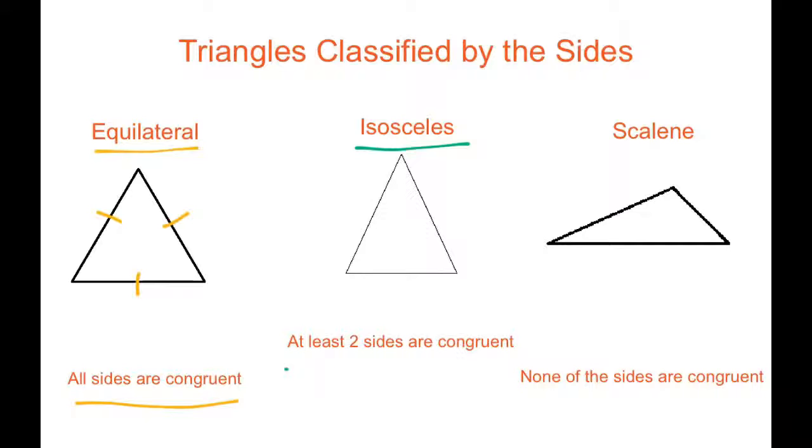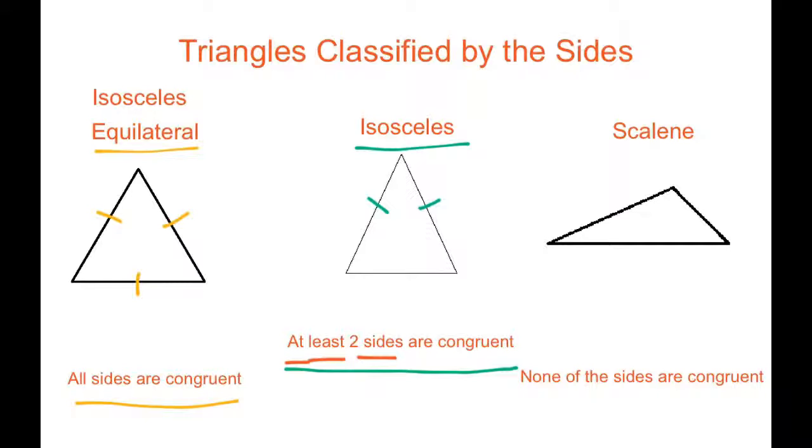An isosceles triangle has at least two sides congruent. So maybe markings like that showing that two of the sides are congruent. Now, if you think about it, the phrase "at least two sides" also means that this is an isosceles triangle also, because if it's equilateral, it has at least two sides that are congruent. So that is also true.